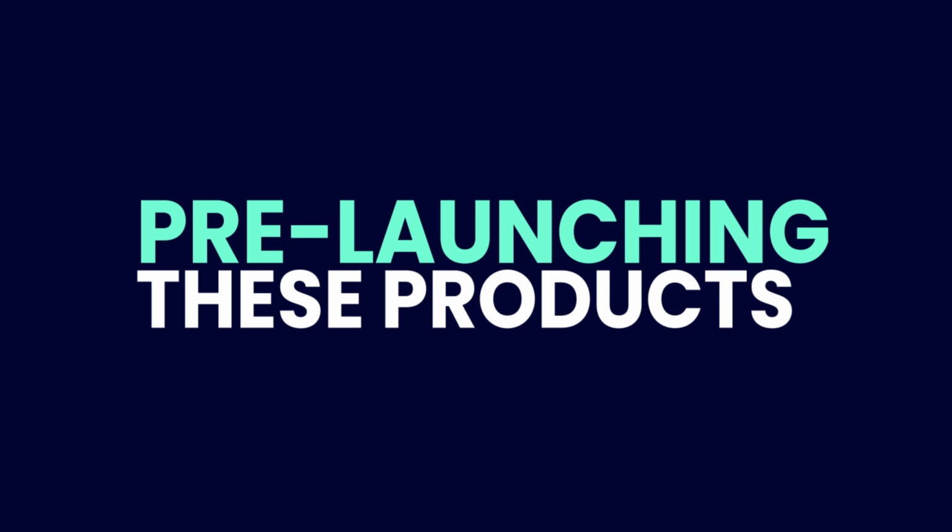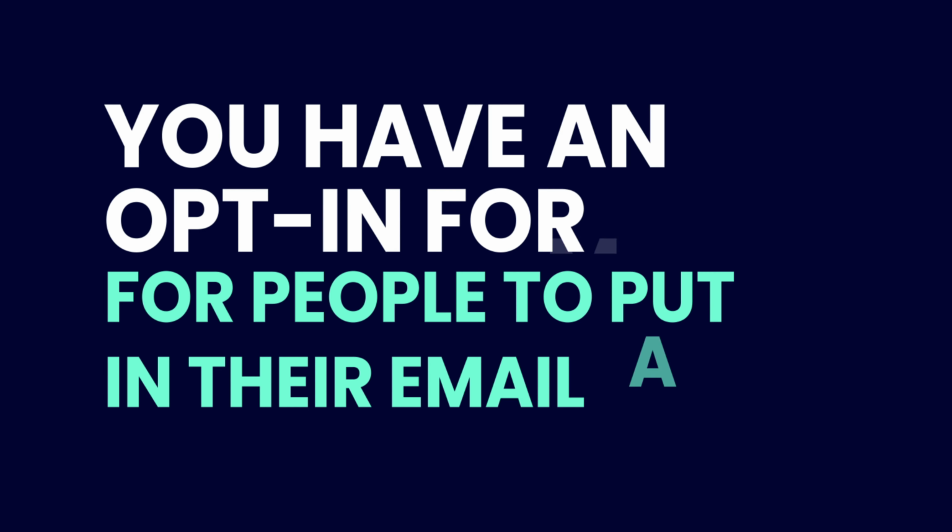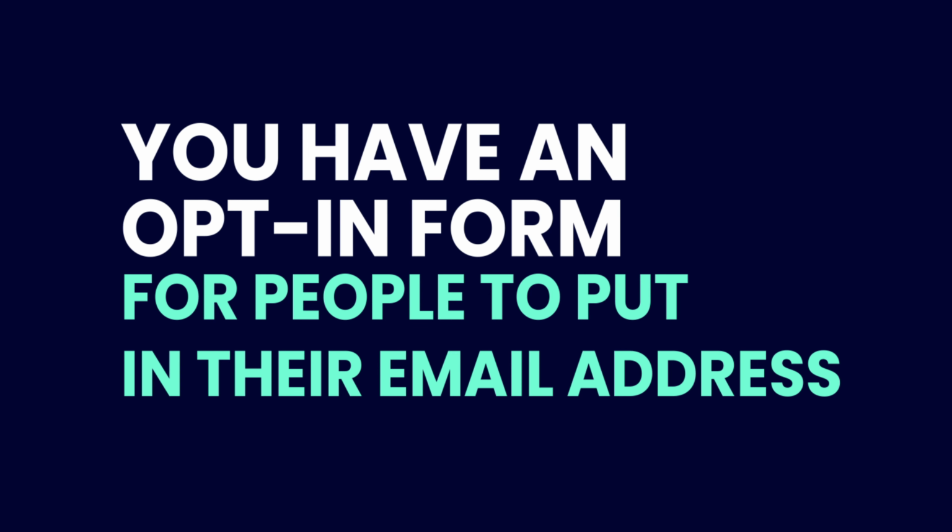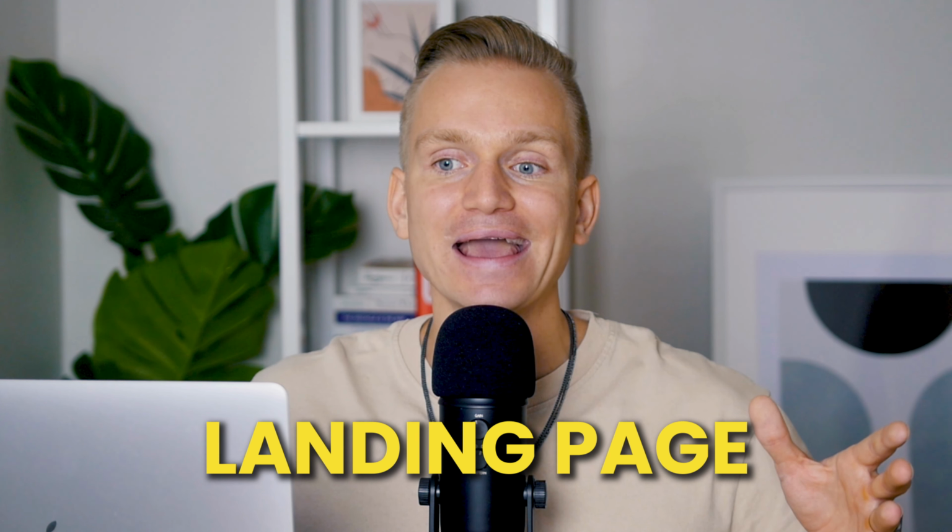And what you want to say is that you are pre-launching this product. So this product is coming out. It's best if you can say an exact date rather than just saying it's launching soon. And you have an opt-in form for people to put in their email address if they are interested, so then they will get notified once you actually launch your product. So this is the easiest way because you really just need to create a landing page and that is it. And you just collect those email addresses.